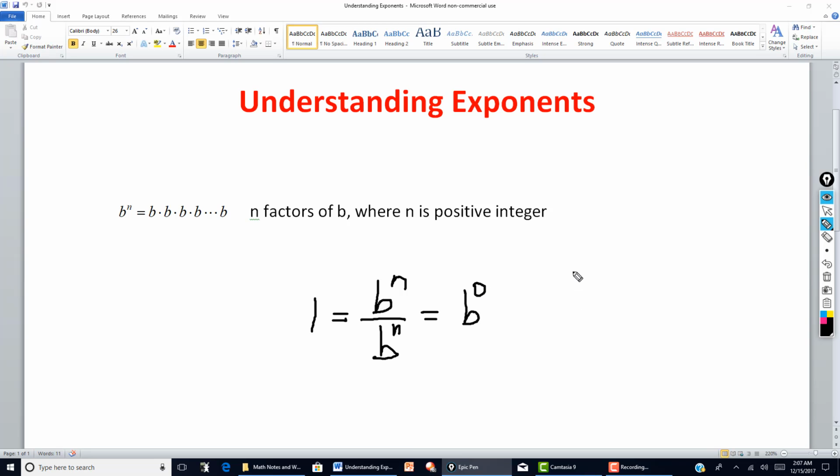So this tells me that any number taken to the 0 power, except for 0, is 1. 0 to the 0 is undefined, just like division by 0 is undefined. So b to the 0 is 1. This gives me another little property: if I have any number taken to the 0 power, except for 0, the answer is going to be 1.